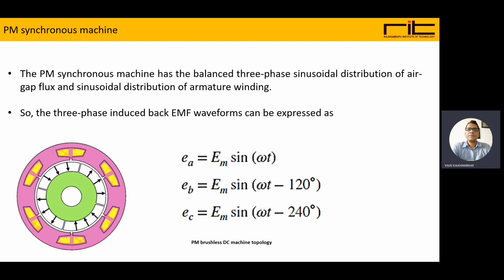The three-phase induced back EMF also is sinusoidal as given in the following equations for phase A, phase B and phase C. That is EA is equal to EM sin omega t. EB will be lagging by 120 degrees and EC will be lagging by 240 degrees. So here there will be permanent magnets and here there is a field winding. Here is the stator winding.